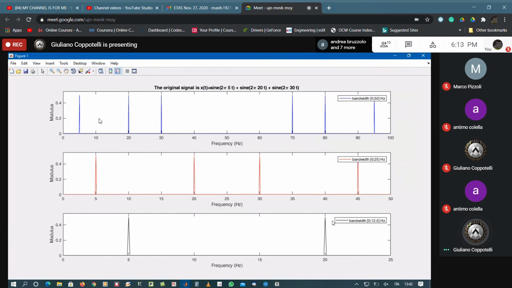The lower one, once again, has the decimation lowering your data by a factor of 4, so your maximum frequency is 25 divided by 2, that is 12.5 Hz, and therefore only the 5 Hz frequency is the good one.